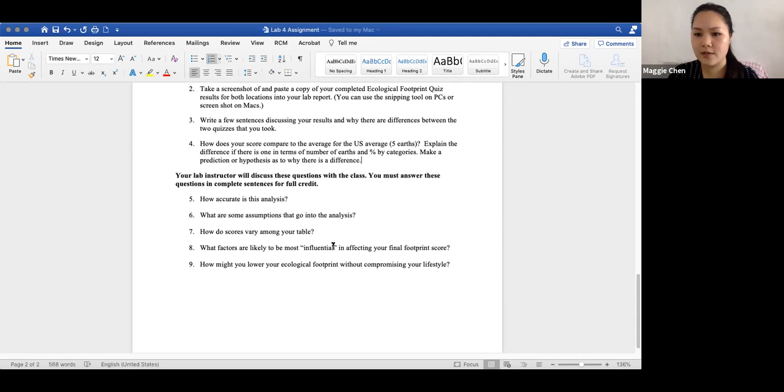It's as accurate as you make it out to be. As much detail as you put into it, that's how detailed your final results would be for you. But there are some assumptions going into the analysis about your lifestyle. Some assumptions are that every gallon of gas that you use in your car is going to emit the same amount of carbon. Or if you've flown within this past year, every gallon of jet fuel doesn't burn the same way.